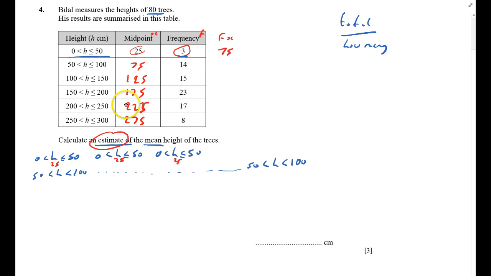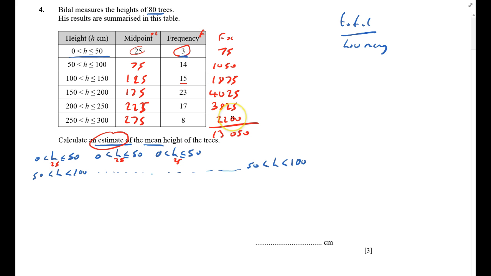And I've got 14 75s, which will be 1050. I've got 15 125s, 1875. That'll be 4025. I've got 17 225s, 3825, and finally 8 275s, 2200. Add them all up using a calculator, 13,050. And I need to divide it by how many numbers there were.